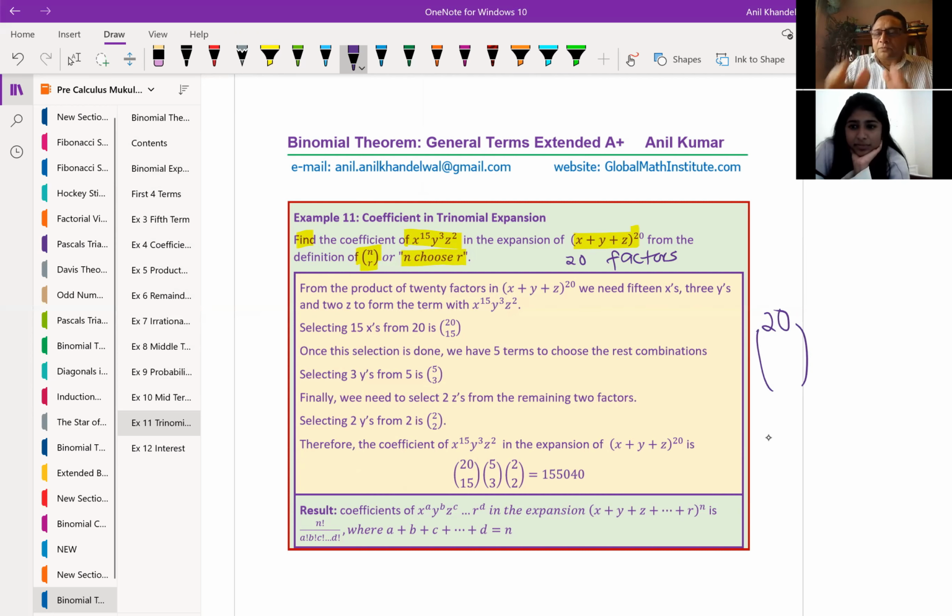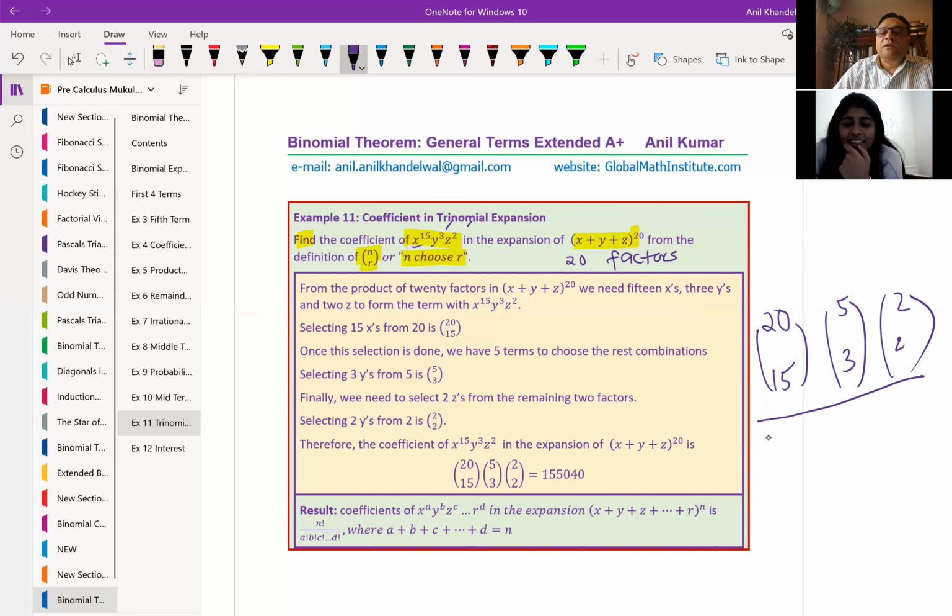So you got 20 of these factors. Now from those 20 factors, we want x to the power of 15. So 15 times we want x. Do you understand? Once you choose 15, you are left with only 5 factors. From 5 factors, you want y to the power of 3. So you choose 3. When you choose 3 out of 5, you're left with 2 factors, and from 2 factors you want to choose z twice. You get your answer. This is the coefficient for x to the power of 15 times y to the power of 3 times z squared. Nothing else. Yes, you have answered the question.